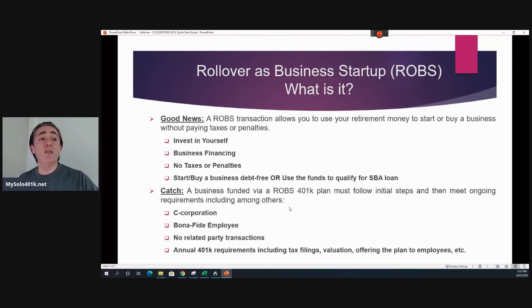Some key examples here are you have to run the business as a C corporation. You have to work in the business as a bona fide employee. There's no related party transactions. And we'll talk more about that in detail as we go through these slides. And then you need to maintain that 401k plan. So there's annual 401k requirements like a filing, like evaluation, like offering the plan to employees.